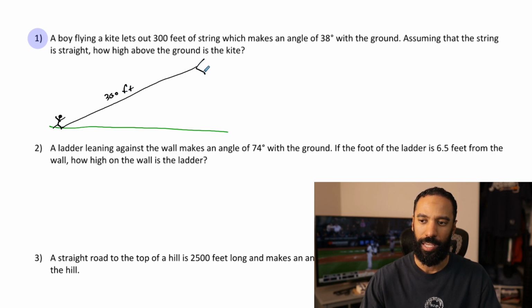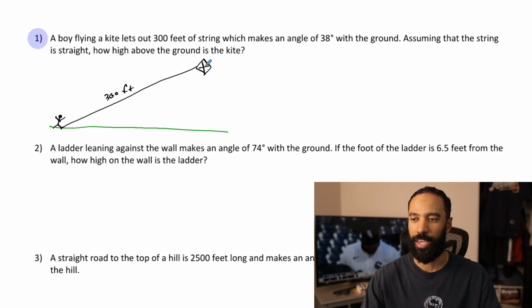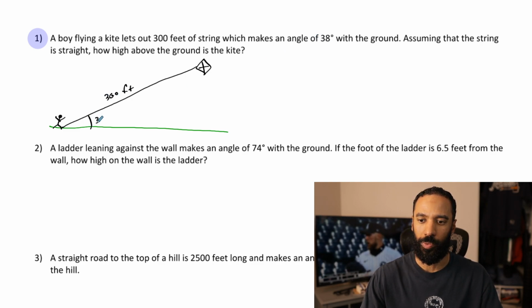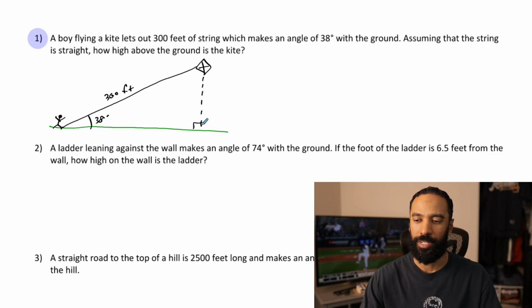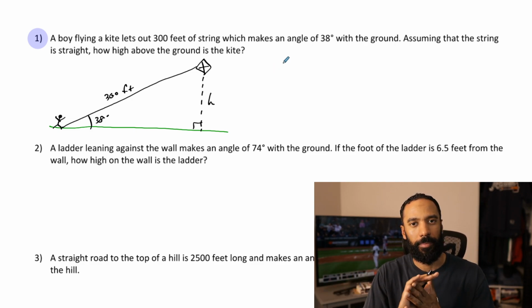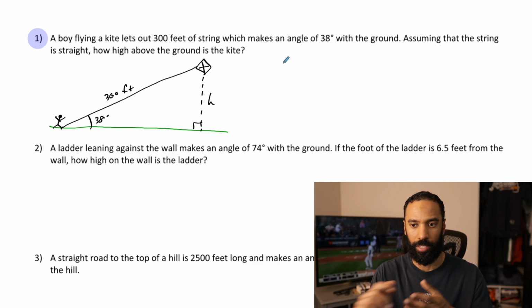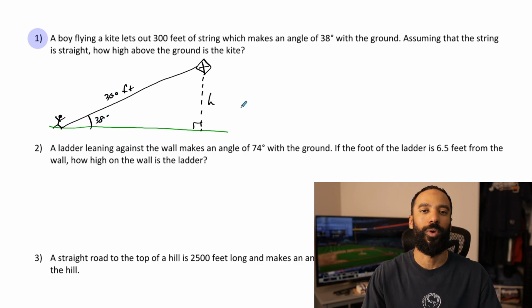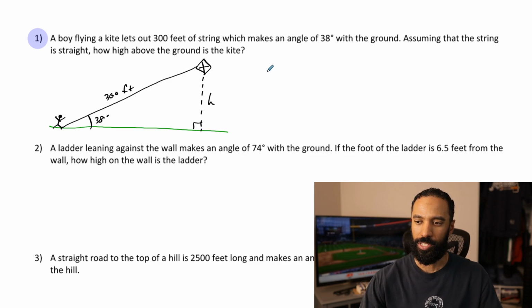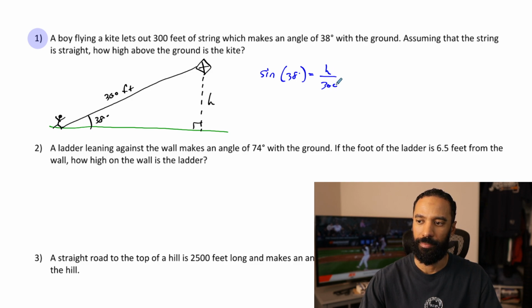So here's your string. Here's your kite, for example, flying. And it makes an angle of 38 degrees with the ground. That's what we're looking at right there. Now, they're asking how high above the ground is the kite. This is our unknown, if I call it h or x or whatever. Basically, in all these word problems, a right triangle can somehow be constructed. That's the whole point of this, using trigonometry to answer the question. This looks just like a right triangle that we'd have with opposite unknown, hypotenuse known. We're going to be using sine for this situation. So the sine of 38 degrees equals h over 300. So h is 300 times the sine of 38 degrees.